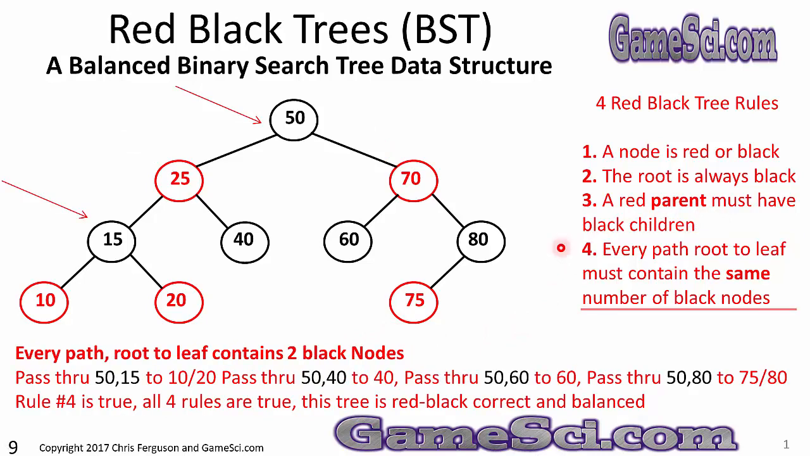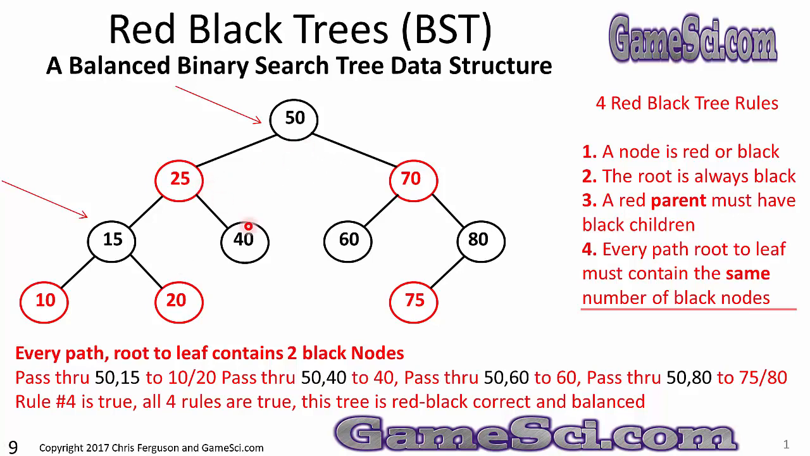Rule number 4, every path, root to leaf, must contain the same number of black nodes. Every path, root to leaf in this tree contains 2 black nodes. What are we talking about? If you go down this path of the tree, you have passed through exactly 2 black nodes, 50 and 15. Pass through 50 and 15 to get to 10. You pass through 2 black nodes, 50 and 15, to get to 20. And that applies to every path in the tree.